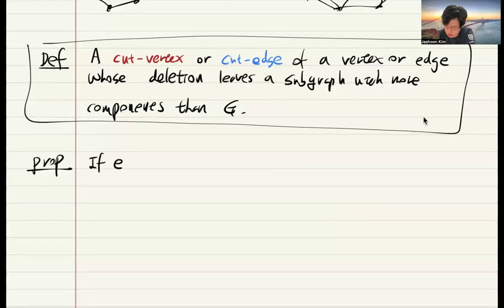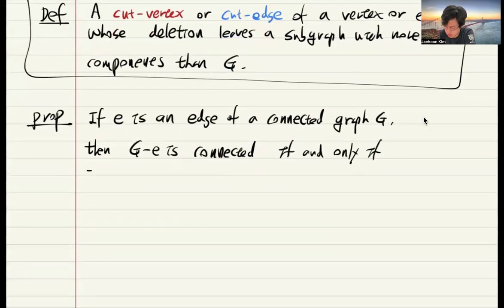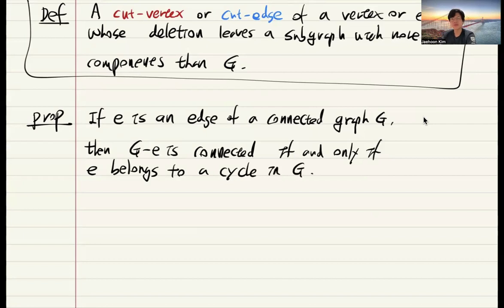So if E is an edge of a connected graph G, then G minus E is connected if and only if this E belongs to a cycle. So this provides some way to check whether a given edge is a cut edge.